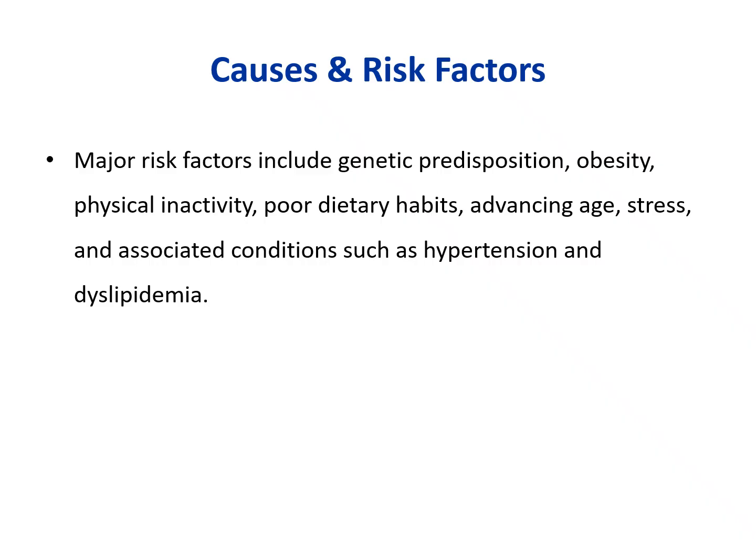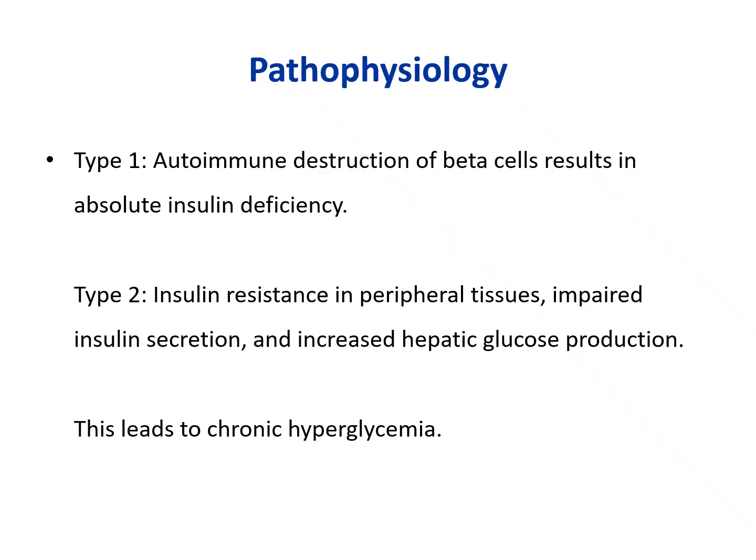If the disease is genetically present in the patient's family, then it is also easy for other members to get it. If the patient is obese, does little physical activity, has poor dietary habits, advanced aging, and stress, these sometimes become risk factors for diabetes. They start showing symptoms of diabetes mellitus, and associated conditions such as hypertension and dyslipidemia can also cause diabetes mellitus.